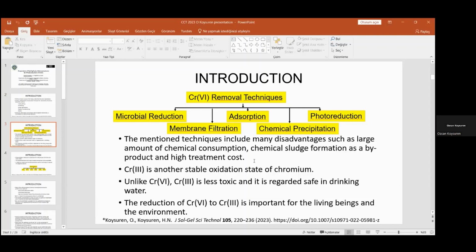What is the main advantage of photoreduction? The photoreduction technique provides us to convert chromium-6 to chromium-3. Chromium-3 is a nutrient. It's not so dangerous as chromium-6. Unlike chromium-6, chromium-3 is less toxic. It is regarded as safe in drinking water also. The reduction of chromium-6 to chromium-3 is important also for living beings, since it is utilized as a nutrient for the living beings in the environment.